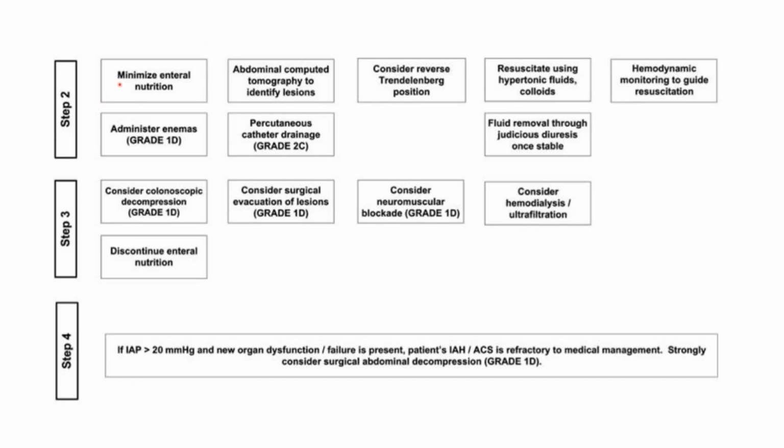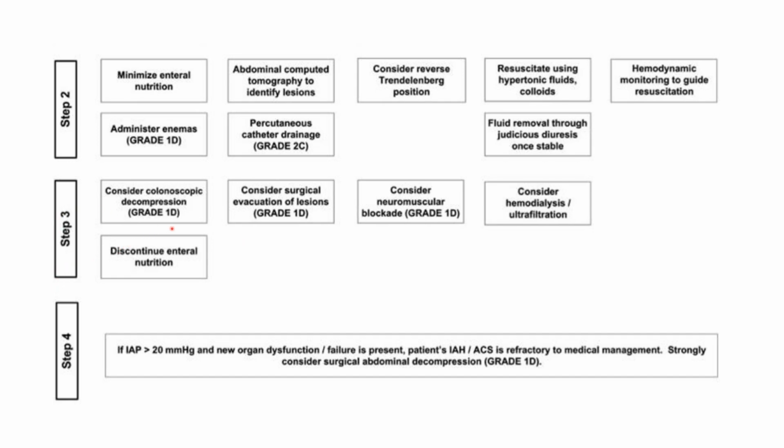Then step 2 will be minimizing the enteral nutrition. So now we have to think about stopping the enteral nutrition and administering enemas if we have to. Then we have to use CT-guided or percutaneous drainage of the abdominal contents. We have to consider reverse Trendelenburg position, resuscitate using hypertonic saline or colloids, and fluid removal through diuresis or dialysis if we have to. But here, mainly with diuresis in step 2, then continue the hemodynamic monitoring.